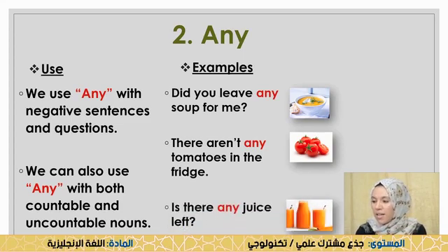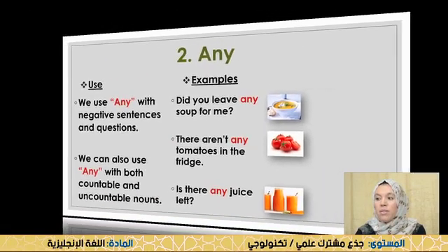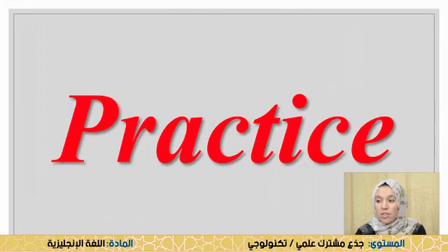The last example: is there any juice left? We've got a question, so we're using any, plus juice is an uncountable noun. Again, let's revise together. We use any with both negative sentences and interrogative sentences, and we can also use it with both countable and uncountable nouns. Now, let's move to practice to see whether you have understood or not.